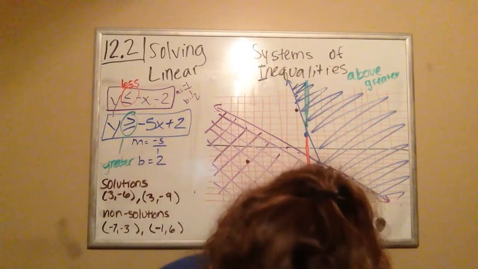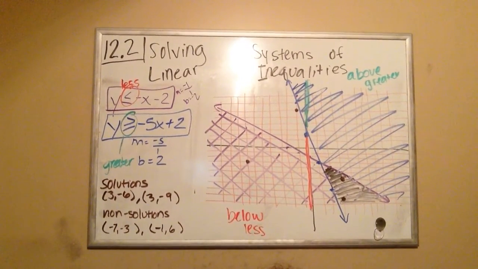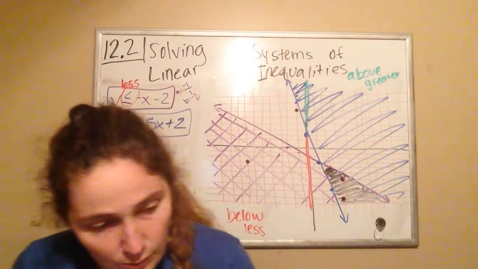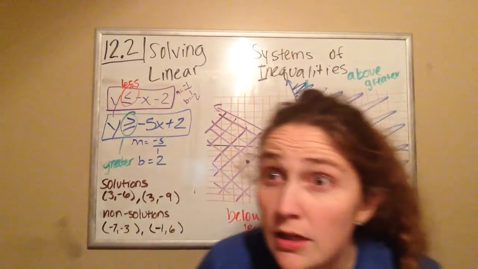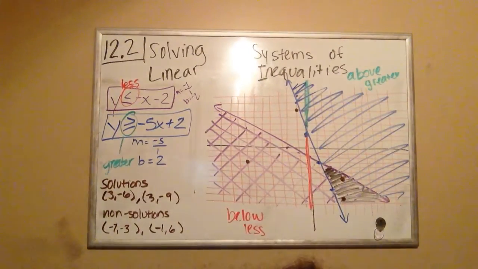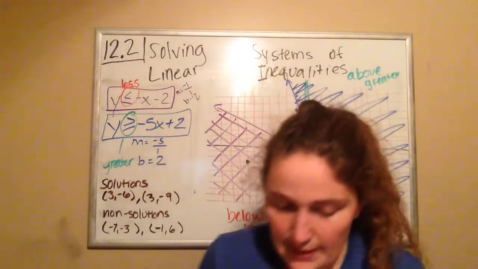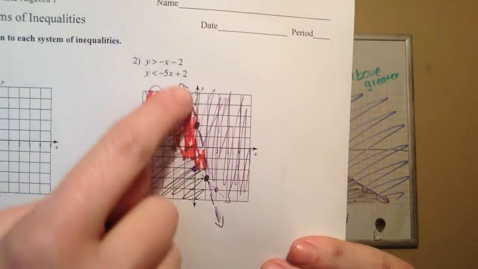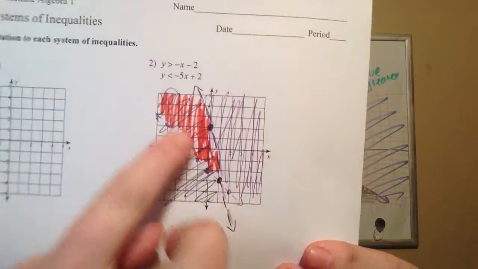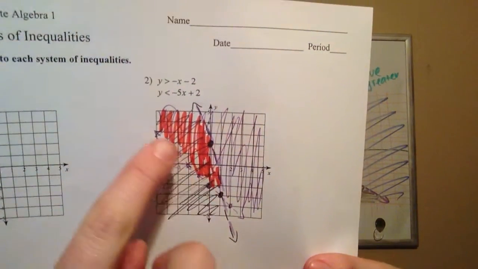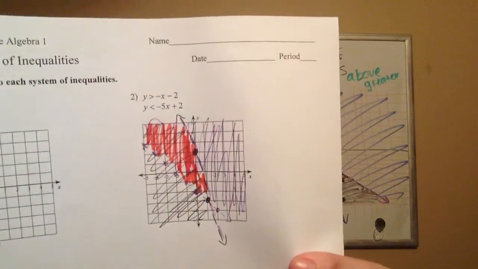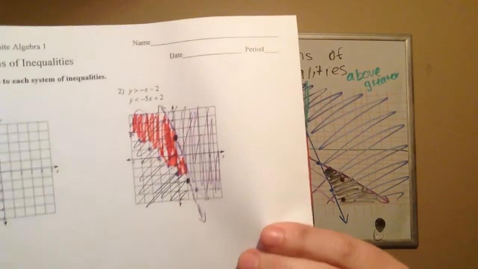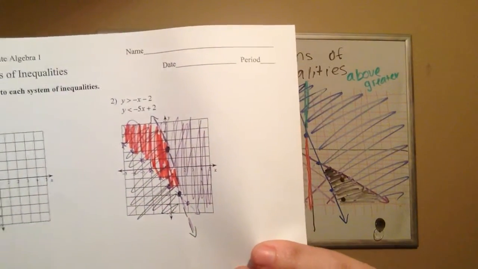All right, almost there. Okay, so both of your lines should be dashed, and they're actually the same lines as the previous one, if you didn't notice that. Hard to tell exactly what I did here, but here's my black line, there's my black shading, here's my purple line, there's my purple shading, and the red section is the only section that is a solution to this system, because it had both black and purple shading.